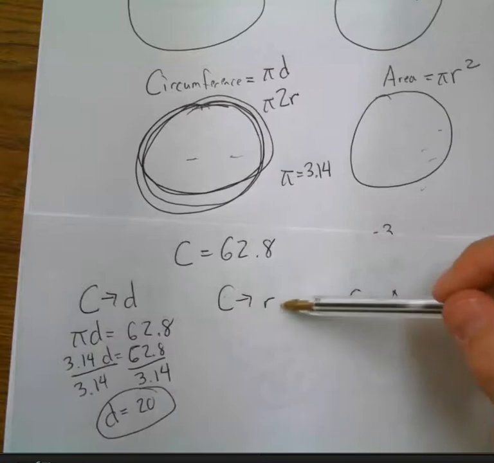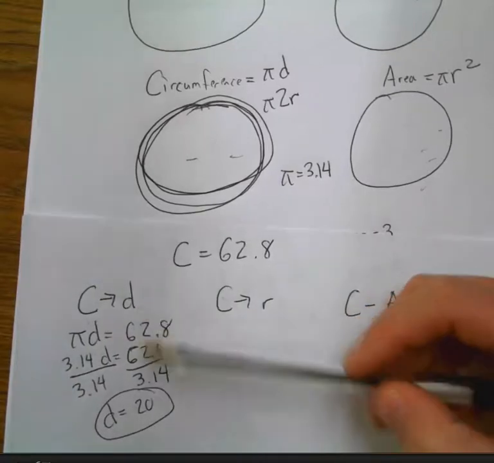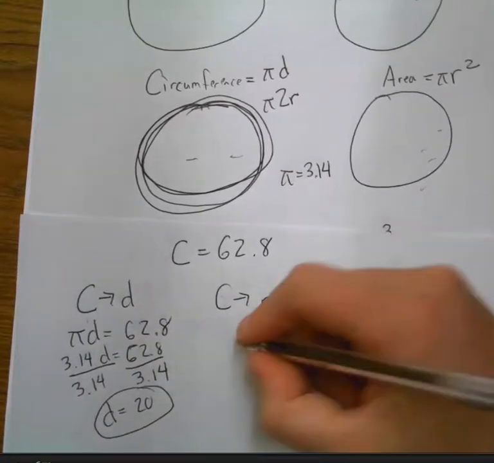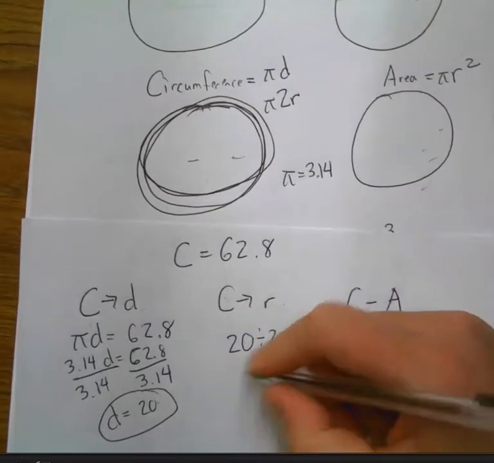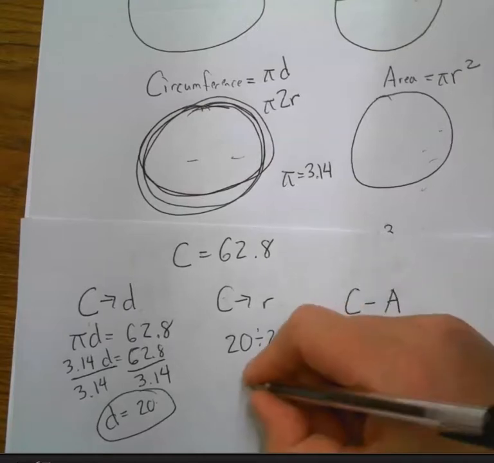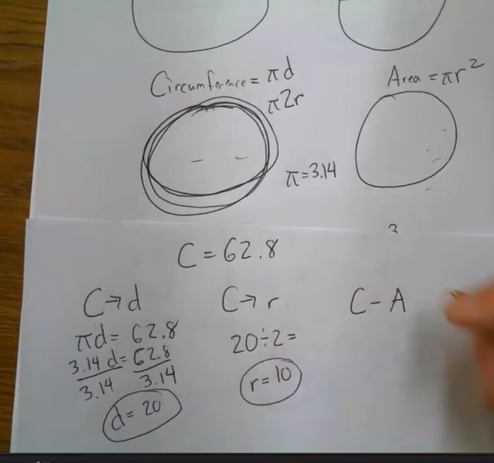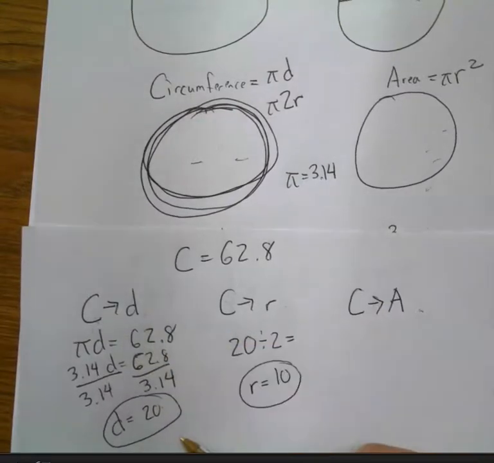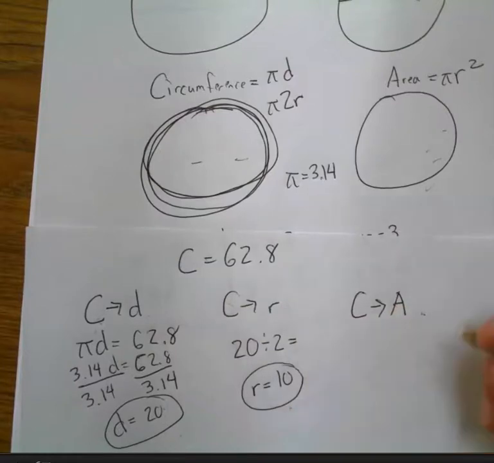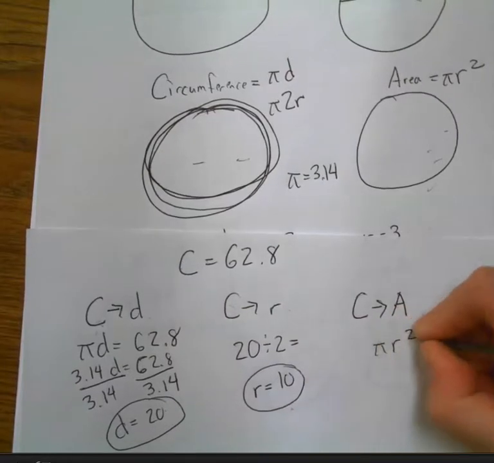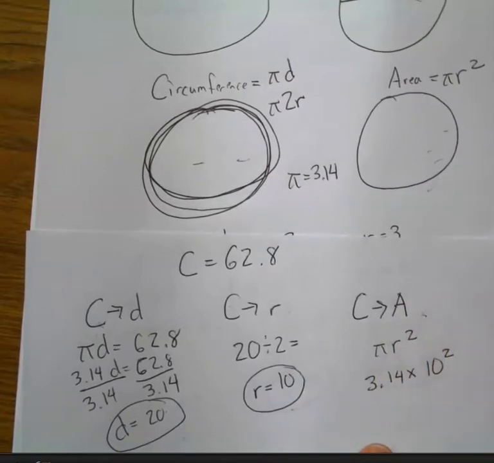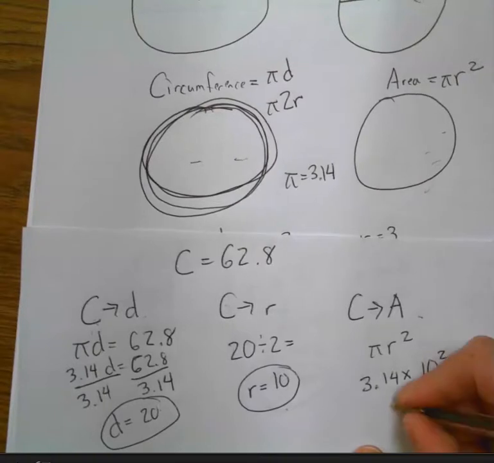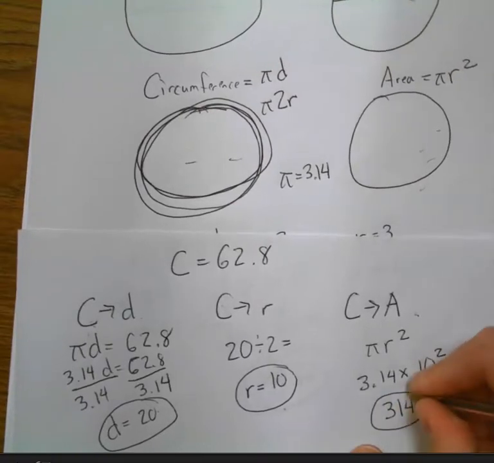When I get from circumference to radius, first of all I go circumference to diameter, then I take the diameter and divide it by 2, and that gives me the radius. To get from circumference to area, well, first I went from circumference to diameter, then I went from diameter to radius, then I do pi r squared. So I do 3.14 times 10 squared. Type that into my calculator and I get 314.